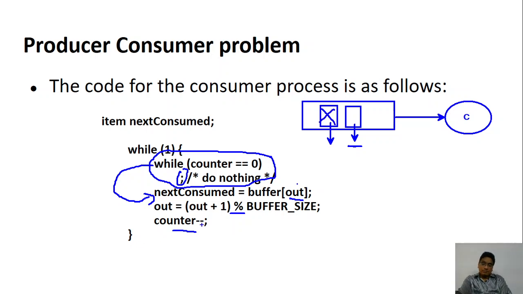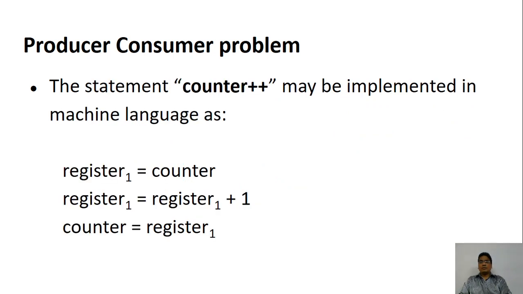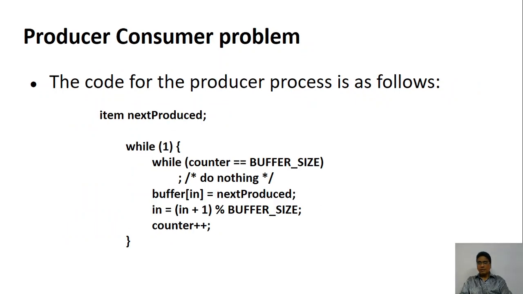So this is how the bounded buffer problem works. Now let's concentrate on the counters. There are two counters here.